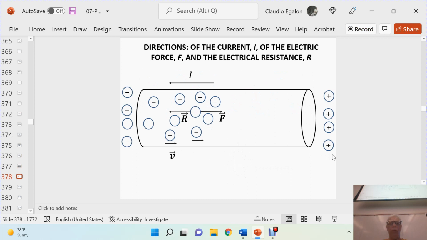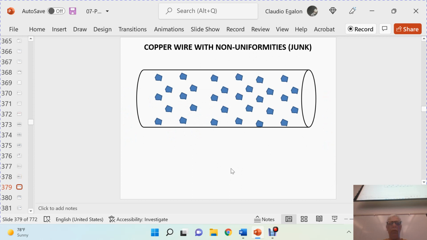Okay, here's an illustration of the forces on the electrons, the electric force and the resistive force. The resistive force is due to those non-uniformities in the wire, plus the attractive force of the protons, okay?